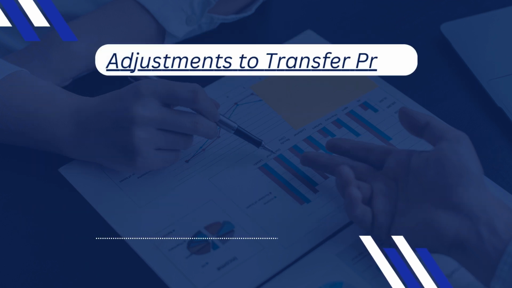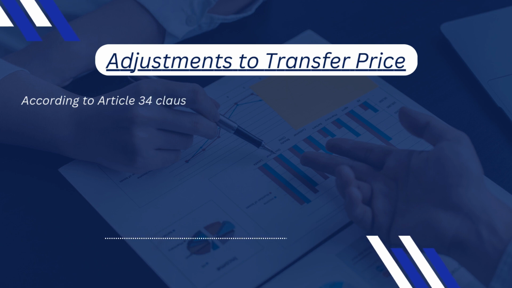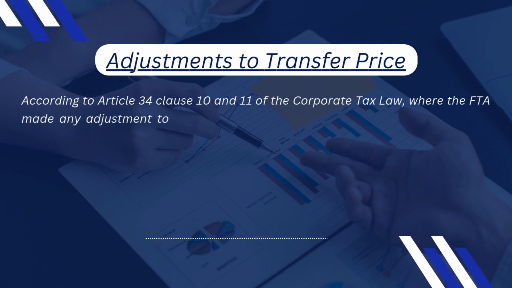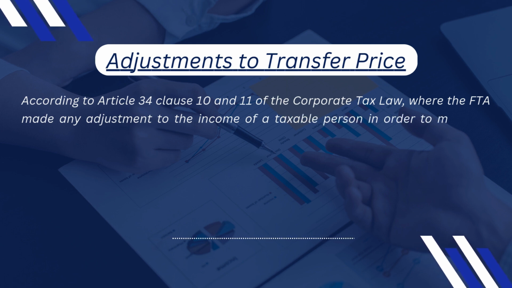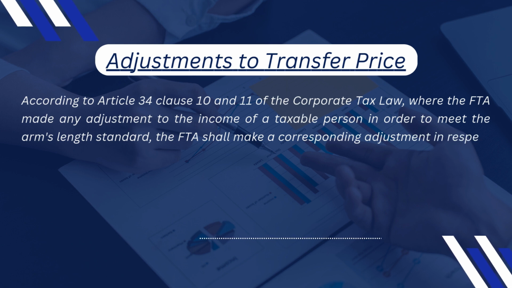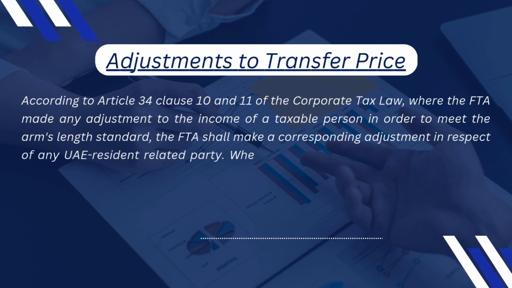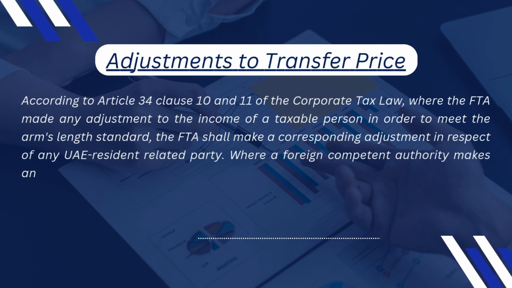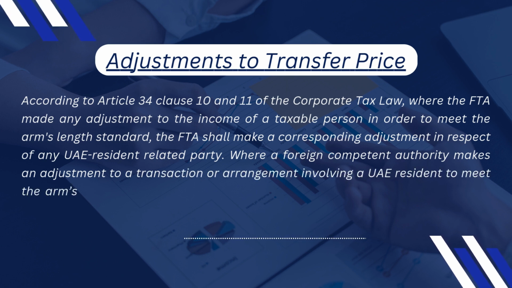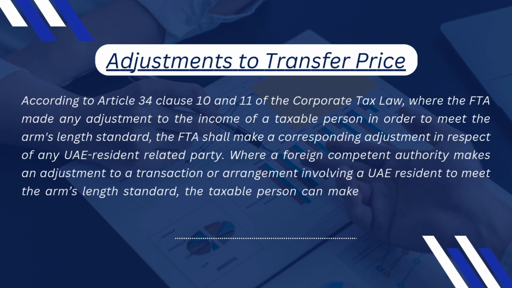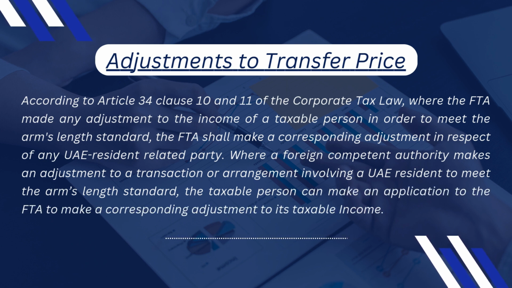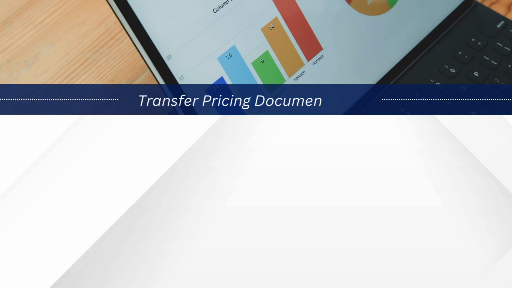Adjustments to transfer price. According to Article 34 Clause 10 and 11 of the Corporate Tax Law, where the FTA made any adjustment to the income of a taxable person in order to meet the arm's length standard, the FTA shall make a corresponding adjustment in respect of any UAE resident related party. Where a foreign competent authority makes an adjustment to a transaction or arrangement involving a UAE resident to meet the arm's length standard, the taxable person can make an application to the FTA to make a corresponding adjustment to its taxable income. Transfer pricing documentation.